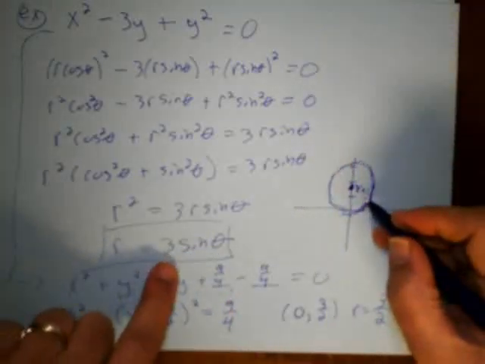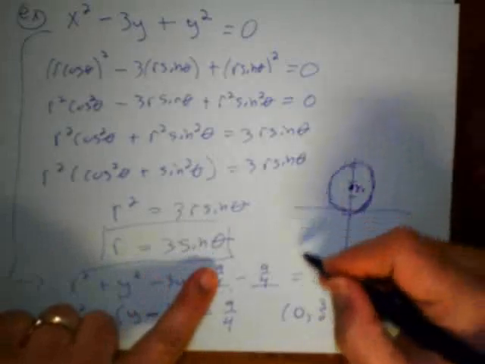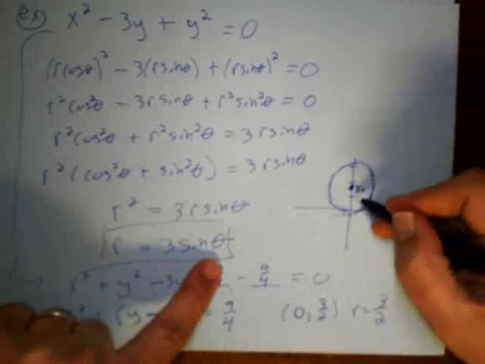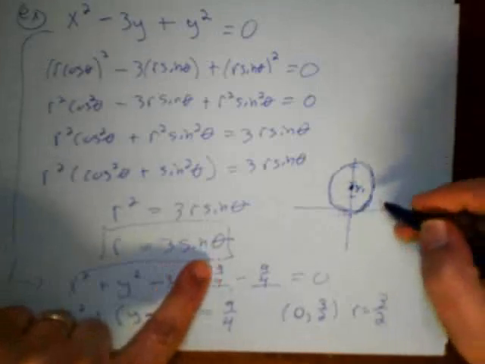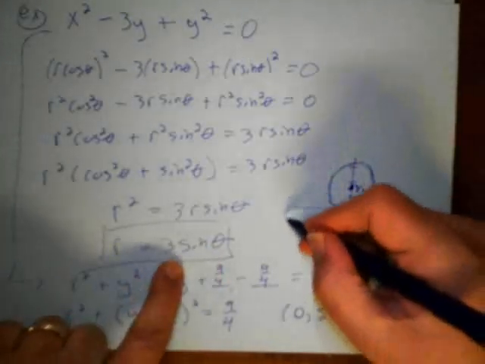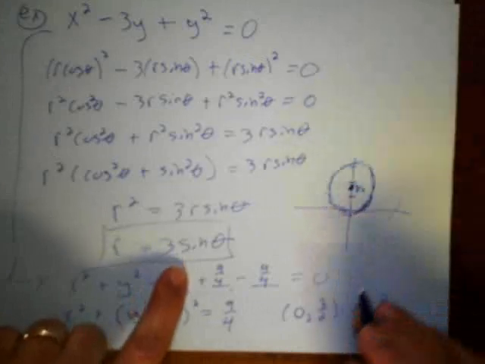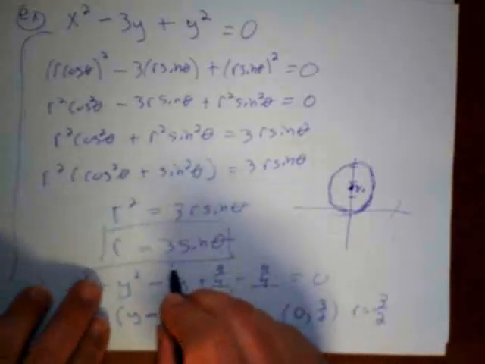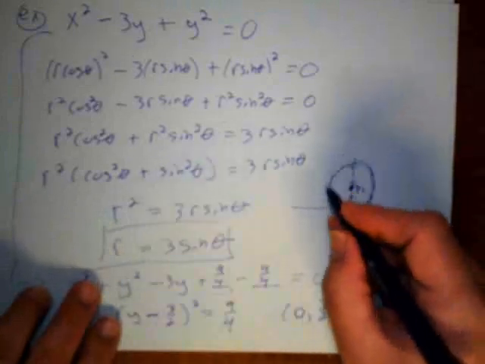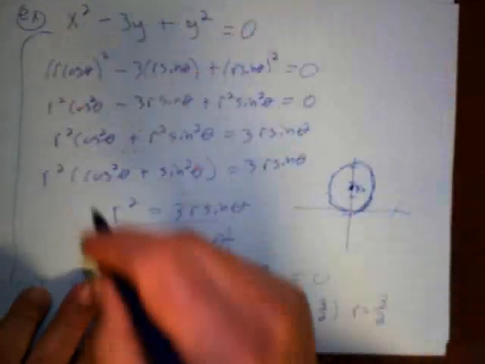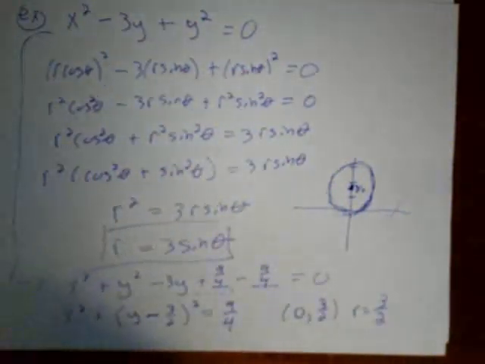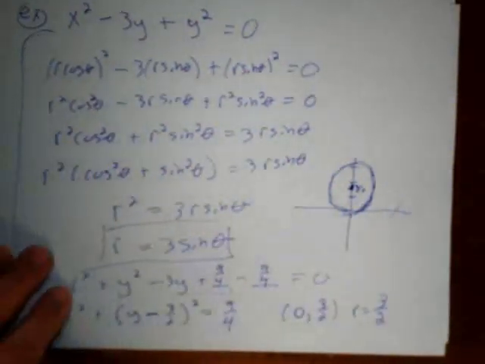And if it were negative 10 sine theta, it would be a circle down here. And if this were 3 cosine theta, it would be a circle like this. If it was negative 3 cosine theta, it would be like this. Okay, and we'll see that when we do some graphs later on. Okay, so it's a lot simpler because we're dealing with a circle, it's pretty complex as a rectangular equation, fairly simple as a polar equation.